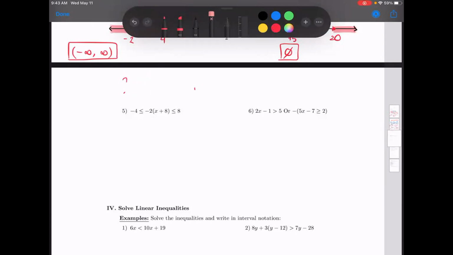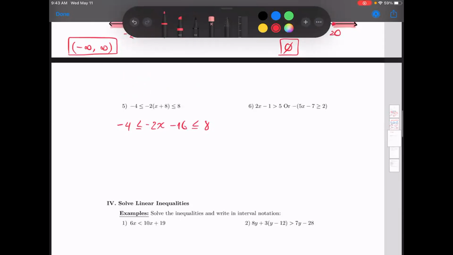So the first thing I'm going to do is distribute. So -4 less than or equal, -2 times x is -2x. And then -2 times 8 is -16, less than or equal to 8. Add 16 to all 3 sides. Okay. So plus 16, plus 16, plus 16.